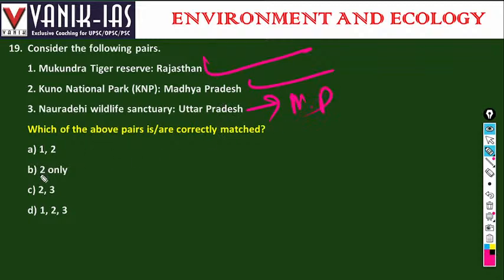MP. So, 1 and 2. Which of the following statements are correctly matched? So, correctly matched are 1 and 2. Nauradehi, MP. Right. Mukundra Hills Tiger Reserve, that is in Rajasthan.